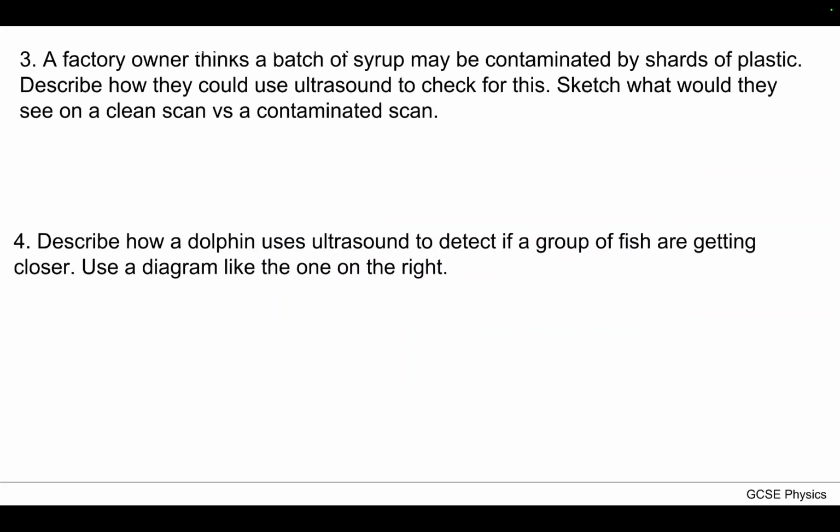Right, so if you want to pause this and have a go at question 3 and 4, and then I'll take you through the answers. So a factory owner thinks a batch of syrup may be contaminated by shards of plastic. Describe how they could use ultrasound to check for this.